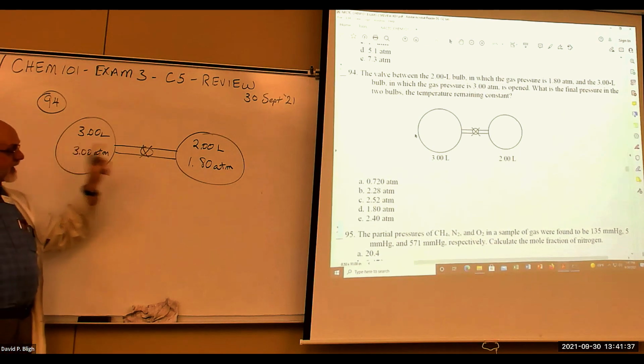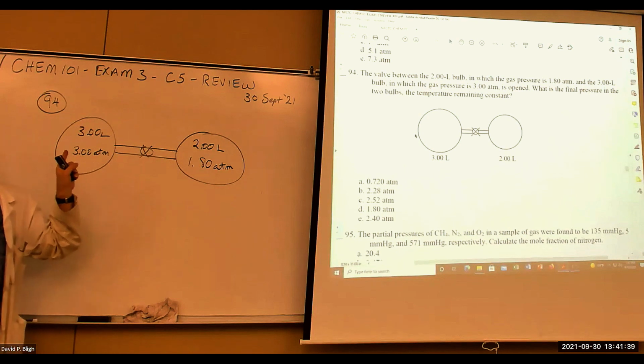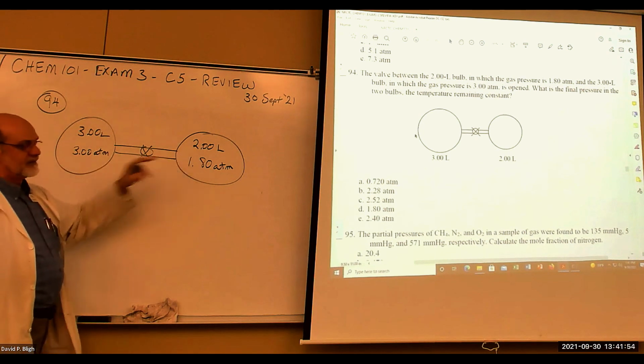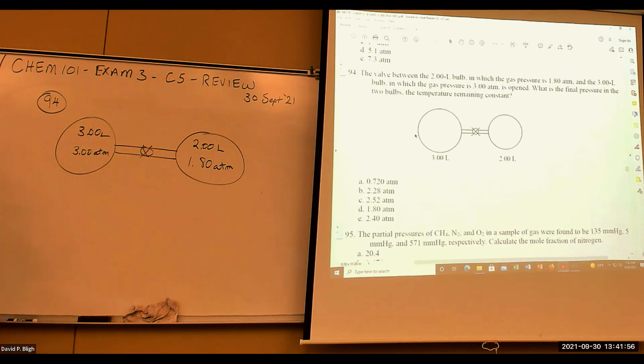Then say this one's a vacuum and let that one go in here. What pressure does it contribute? Then what's the answer? The sum of the 2. They're partial pressures, aren't they? So add them together and you get the final. So how do we get the final pressure for each one?